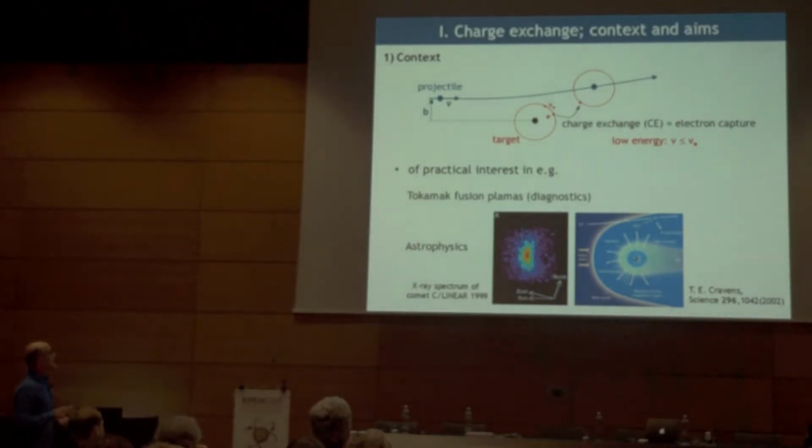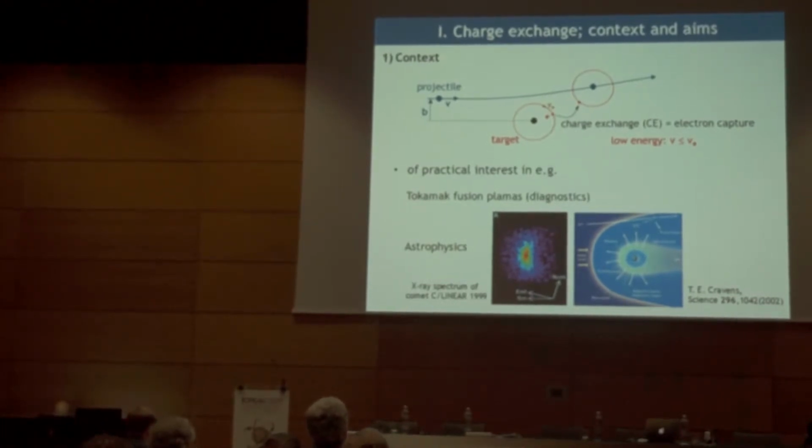So first, the context. Charge exchange is a process which occurs as an ion with impact velocity v and impact parameter b collides on an atomic or molecular target. As the projectile crosses the target, it captures one or many electrons of the target, and this is what is called charge exchange, CE, or electron capture.